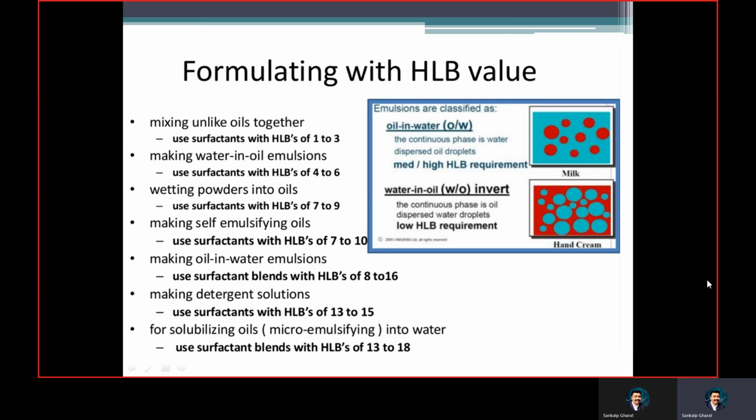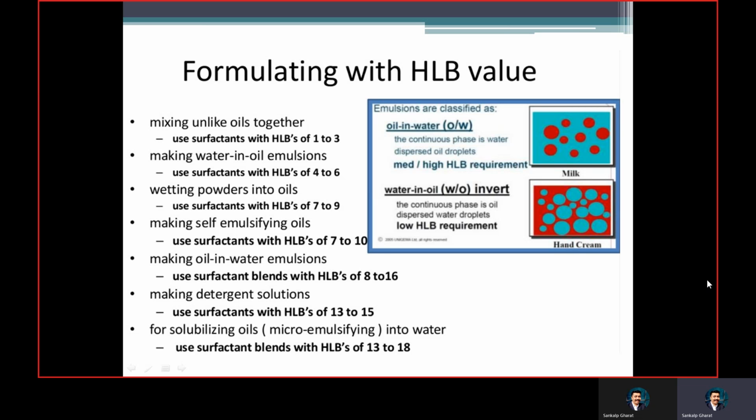Then comes wetting powders into oils. Supposing a formulation has a powder which has to be dispersed into oil, in that case surfactants from 7 to 9 can be used. Then self emulsifying oils. For these kinds of formulations, surfactants with HLB from 7 to 8 can be used. Making oil in water emulsions.